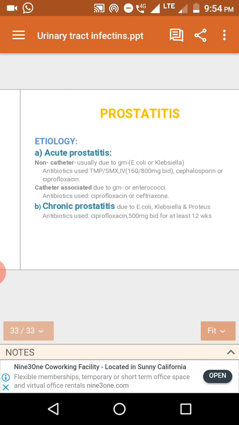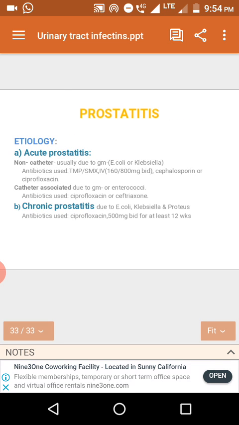One more thing is prostatitis, acute prostatitis and chronic prostatitis. What is meant by prostatitis? It is one of the urinary tract infections, an inflammation of the prostate gland associated with infections. It is acute and chronic. Acute is mainly non-catheter induced and catheter associated. Non-catheter prostatitis is usually due to E. coli and Klebsiella infections.